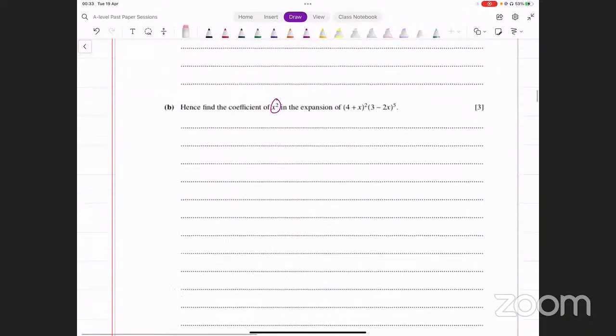अच्छा 4 plus x whole square को तो पहले evaluate कर लेते हैं. 4 plus x whole square क्या होएगा? This is a plus b whole square, right? Which is a square plus 2ab plus b square. 4 का square is 16. Plus 2 into 4 into x, that's 8x. Plus x का square, that is x square. ये आपके पास 4 plus x का whole square हो गया. That's multiplied by 3 minus 2x whole raised to power 5.